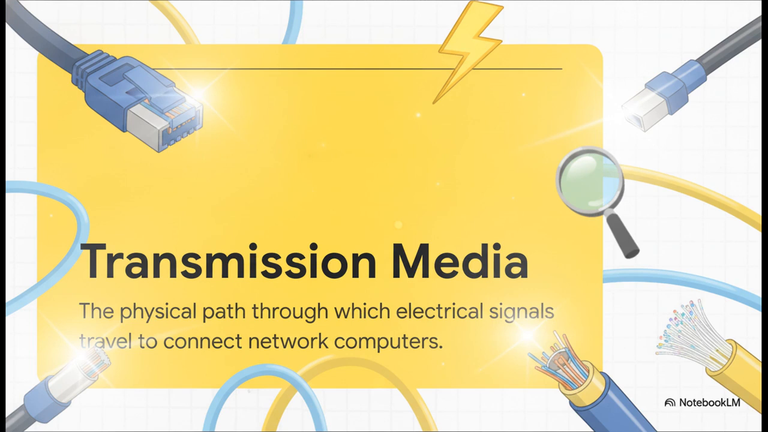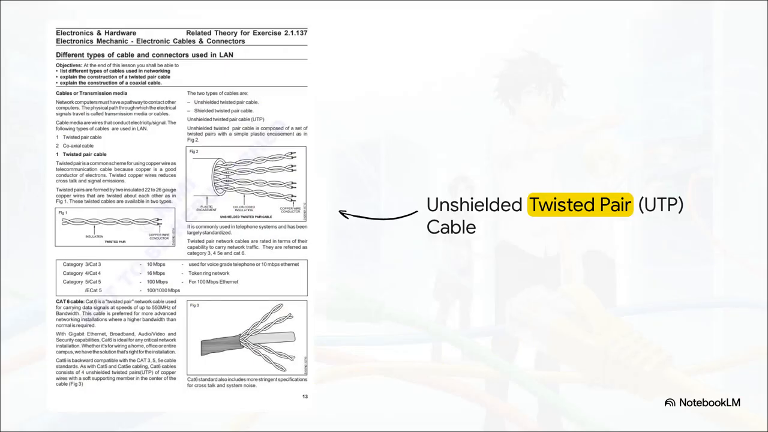Starting at the macro level, we're looking at transmission media. Now, I know it sounds a bit academic, but these are literally just the physical paths, the copper and fiber that conduct the electricity to bring your local area network to life. Whether you're transferring a massive 4K video file or just sending a quick ping, these are the fundamental building blocks moving that signal from point A to point B. Let's see how this builds into our first major category, unshielded twisted pair, or UTP.